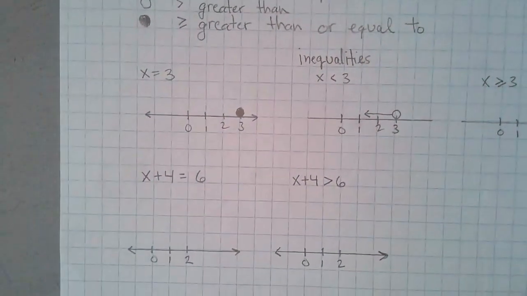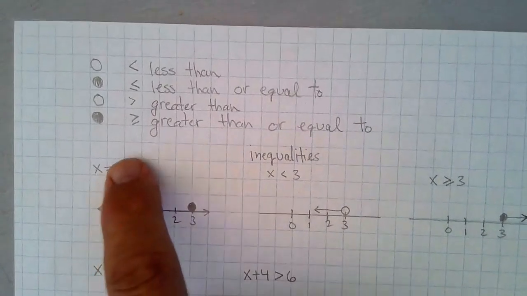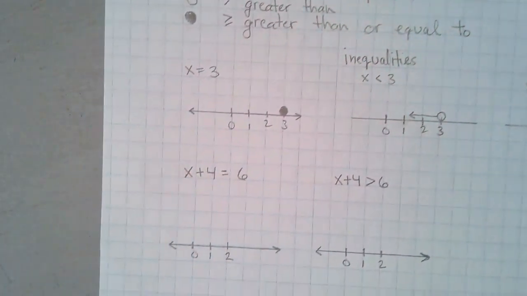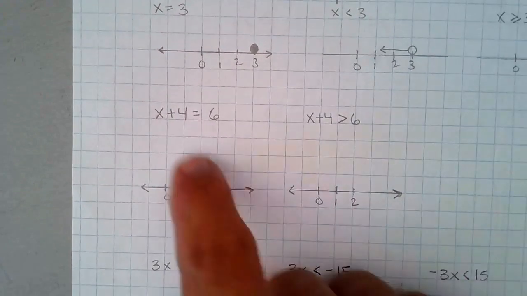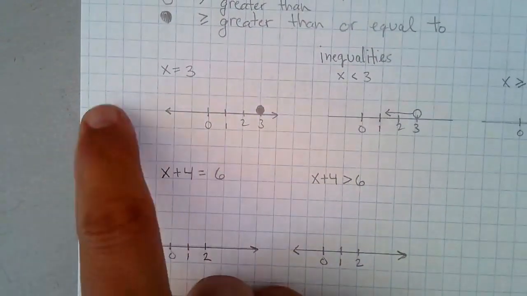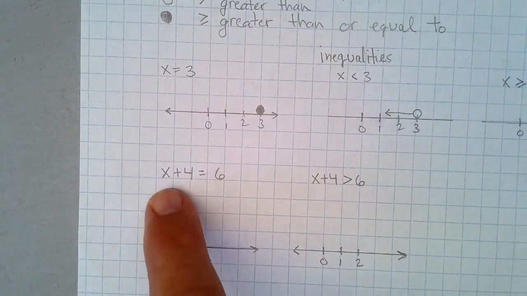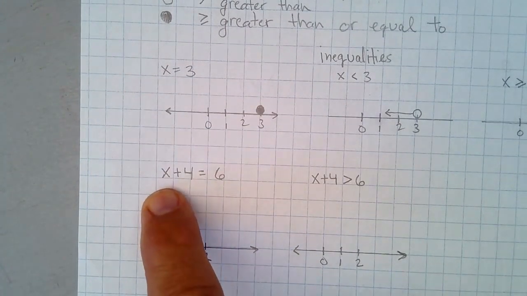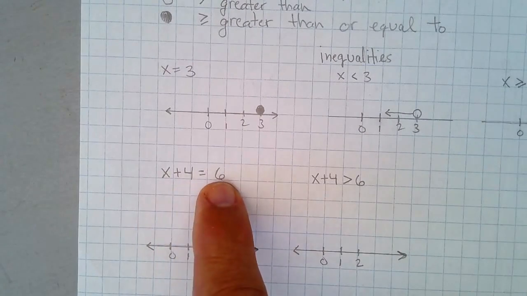Now let's get a little more complex. So this is usually 6th grade material here, but let's move on to 7th grade material. And now we have equations. So here we had just a statement. Now we have an equation, and we've stepped it up a bit. We have a number plus 4 is equal to 6.